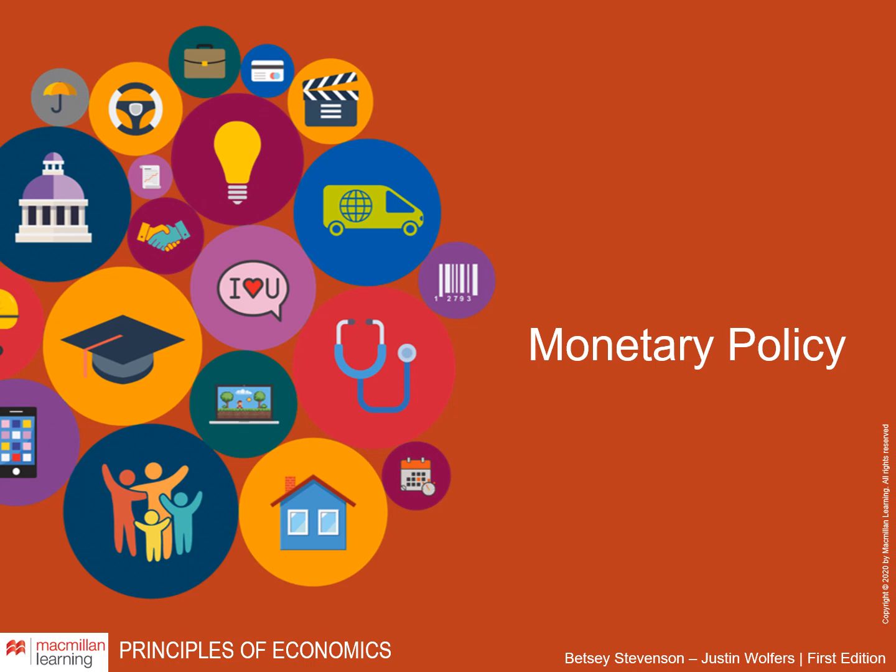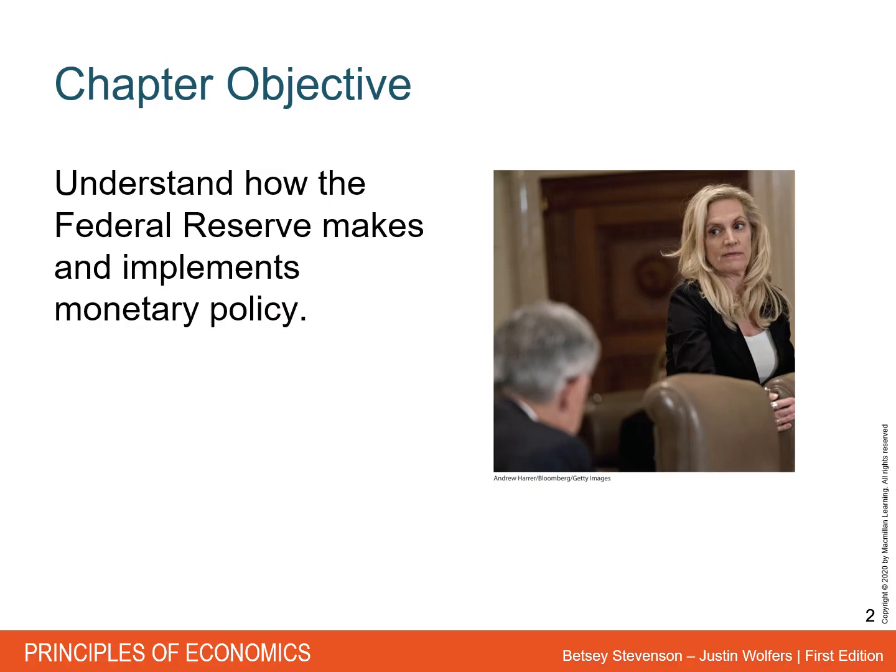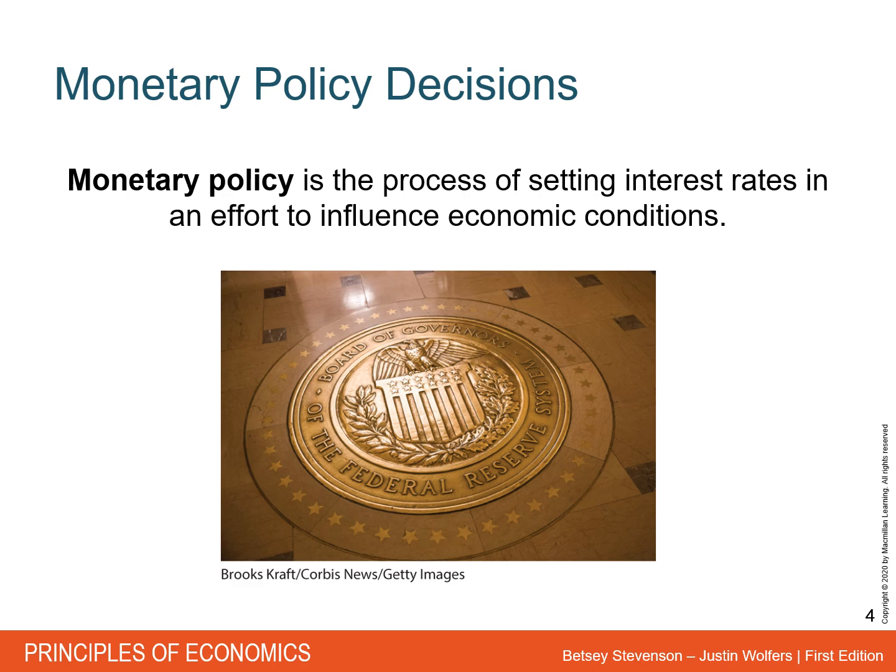There are two types of policies that the government can use to influence our economic outcome. One is called monetary policy, that's for this chapter. There's one more called fiscal policy, that will be for the next chapter. Okay, so let's look at monetary policy first. The key word here is monetary, like money, right? So monetary policy is really trying to influence our money.